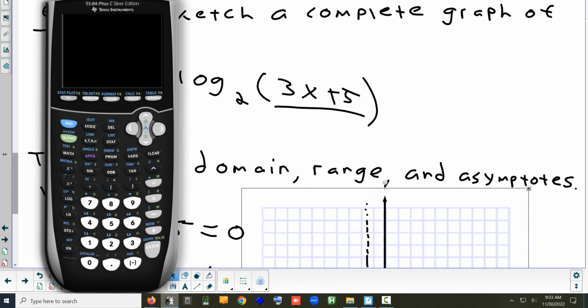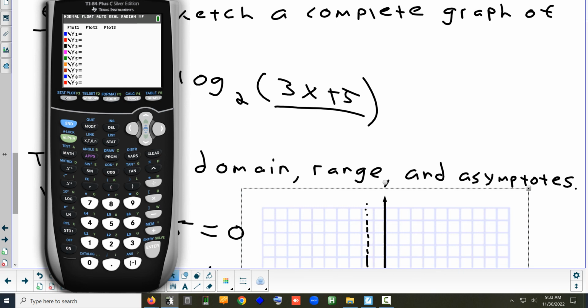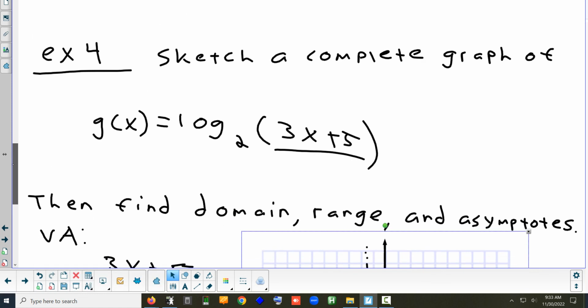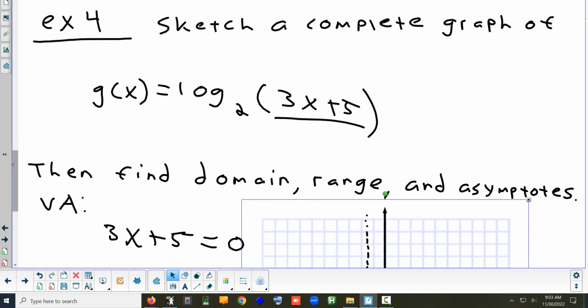To make it faster, I'm going to plug this in on the calculator and just use the table. So it's log(3x+5) divided by log 2. Now, which way do log functions normally curve, to the right or to the left? Think of the basic log function. Which way does it normally go? Right, to the right. And there's nothing here that's flipping it. There's a shift and a stretch. That doesn't flip it. It is still going to go to the right.